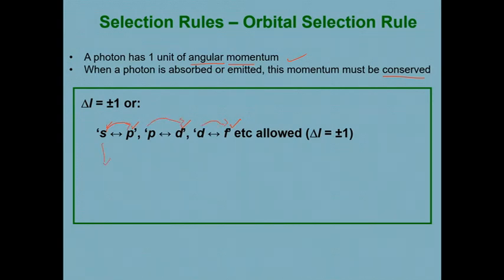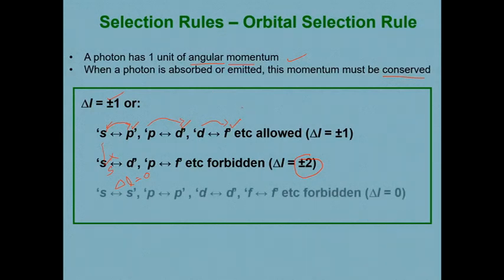It cannot be from S to S, because in that case delta L is equal to 0. So S to D, P to F, etc. are also forbidden because it takes +2 where you have only +1. S to S, P to P, D to D and F to F are also forbidden because your delta L is equal to 0. So this is not allowed, this is also not allowed, only this transition is allowed.